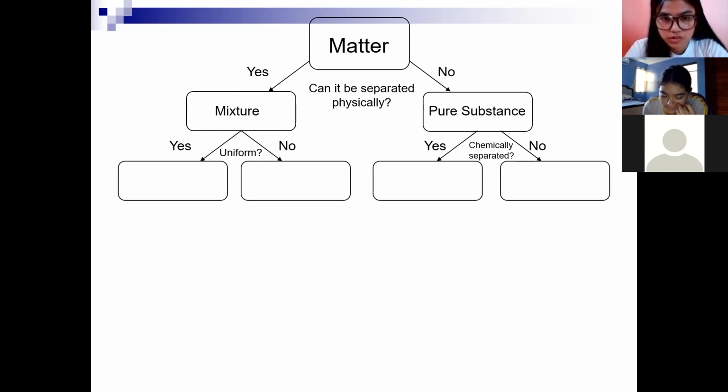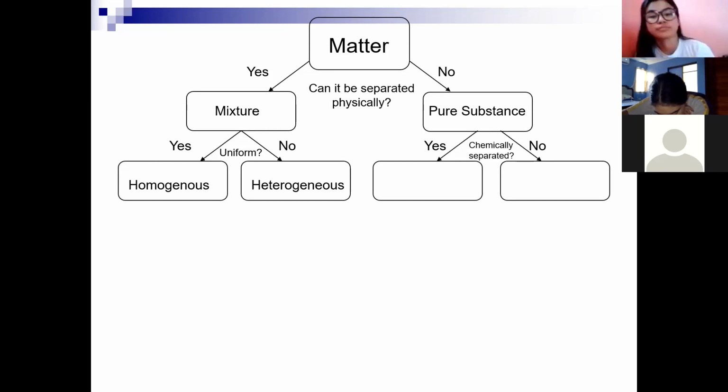So under mixture class, if you have a uniform phase, for example, seawater, soda, what is that under mixture? Under the yes column or box. Homo? Homo, very good. And then if you have no uniform phase, where you can see multiple phases, that is heterogeneous.